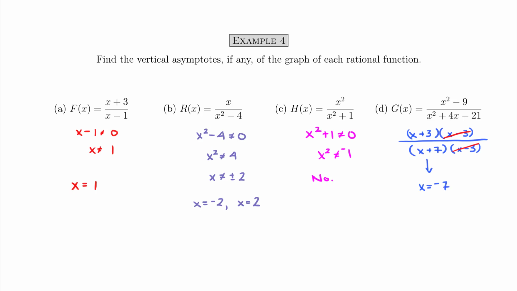The domain on part D would actually exclude the values for positive 3 and negative 7, but we only have the vertical asymptote at negative 7 because the function has to be in lowest terms before we can make any determinations about a vertical asymptote.